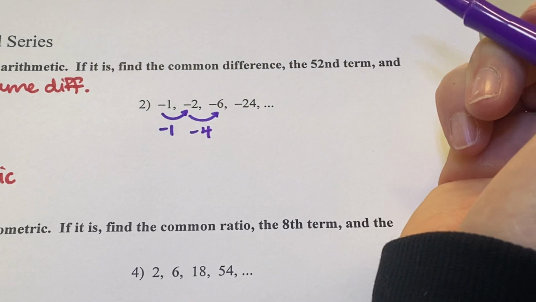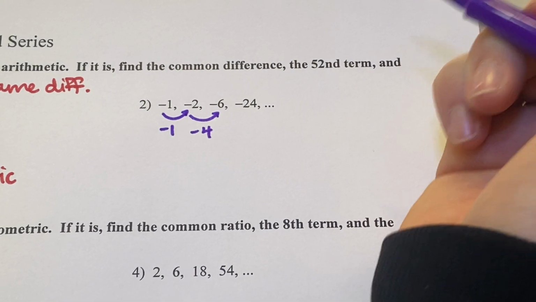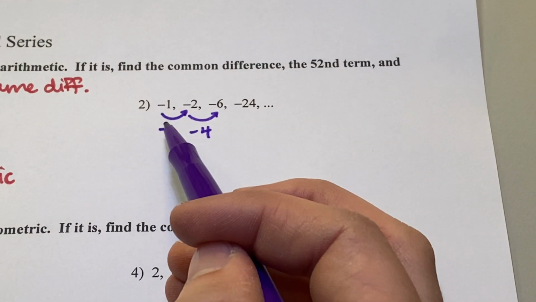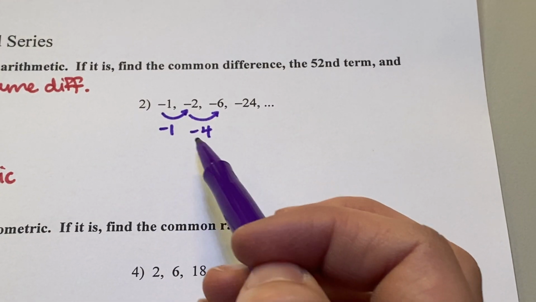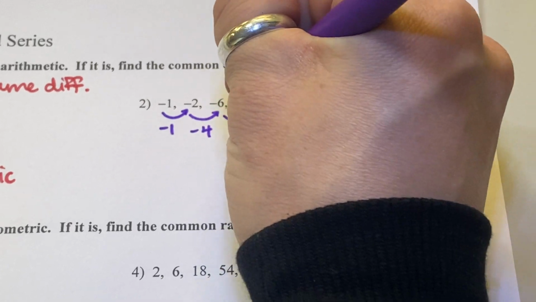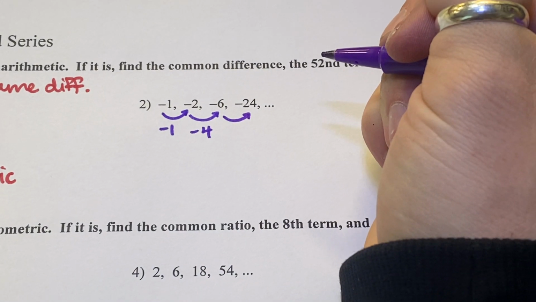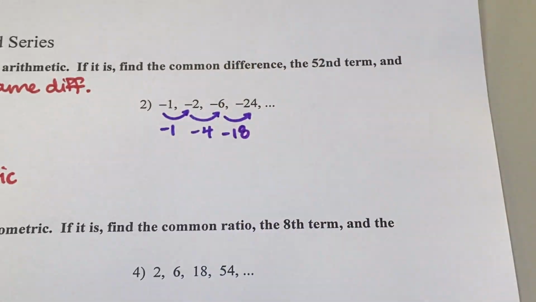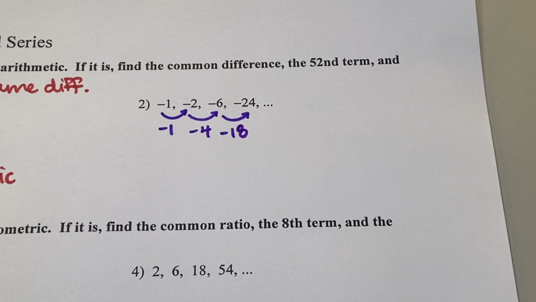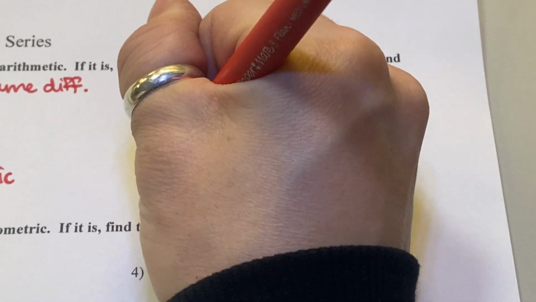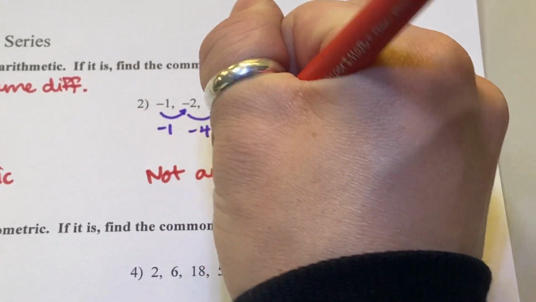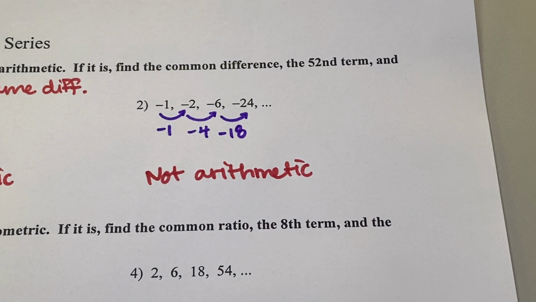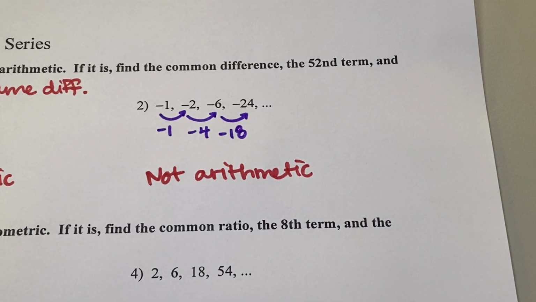That should tell you, is this arithmetic? No, it's not. It changed by subtracting 1, then by subtracting 4, and then by subtracting 18. Nice mental math, you guys. So again, not arithmetic. If it was changing the same way every time, that would be your common difference, and yes, it would be arithmetic.